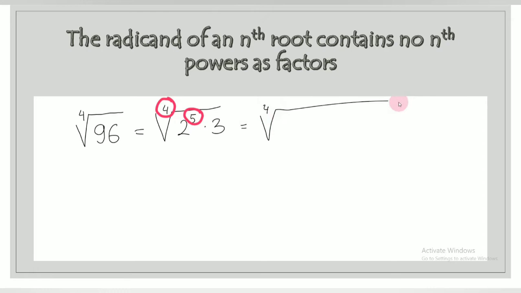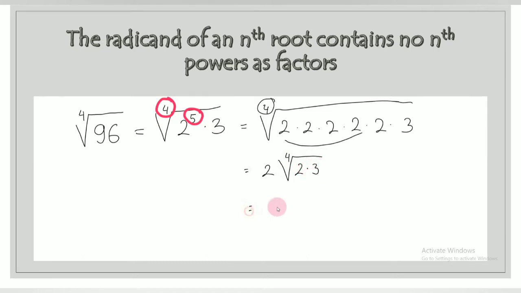Let me put it this way: because I have 2 multiplied 5 times, and this is a fourth root, I can extract a 2 if I have four factors of 2. So one 2 can get out of the radical sign. What is left as the radicand is 2 times 3. So this is the simplest form of the fourth root of 96.